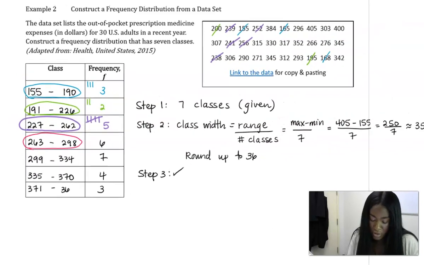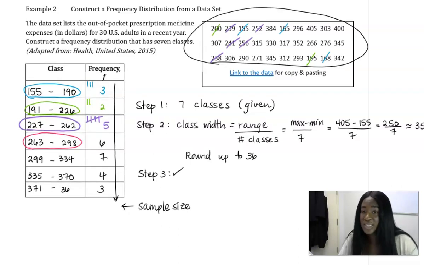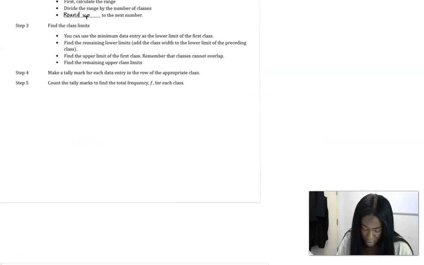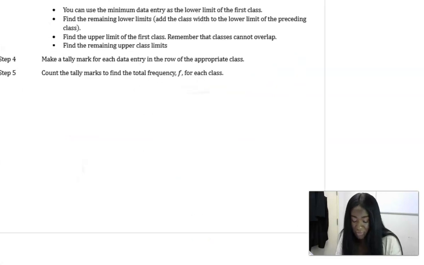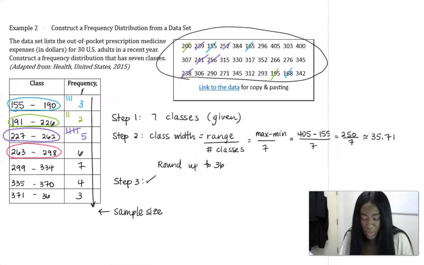Another thing that you could use to check is that when you add up all of these frequencies, this should be the sample size, the total number of data points that are in the data set. So when you count how many numbers there are, that should be the same as when you add up all of those frequencies. So we have created our frequency distribution. Step 5 was to count those tally marks, which we were doing along the way. But that is how you would create a frequency distribution from scratch, just using pencil and paper.